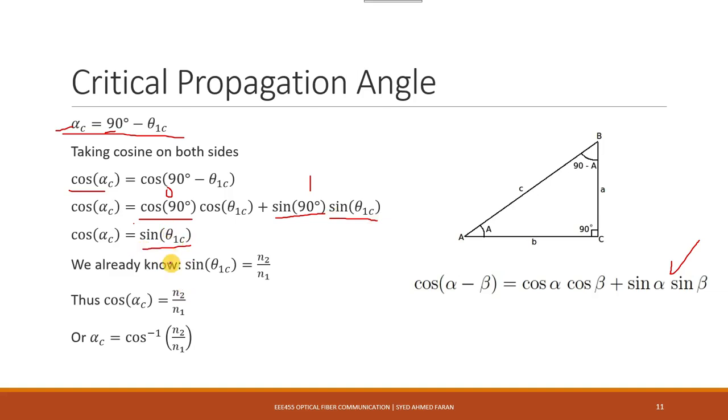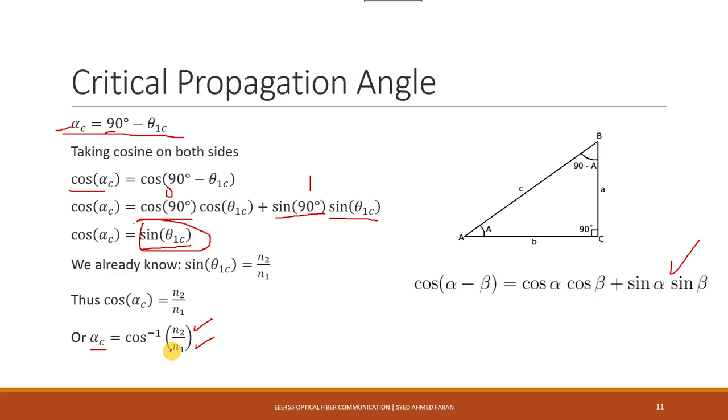Okay, so we have already found this value using Snell's law for critical incident angle, and that value was equal to n2 over n1. So this means cos alpha c is equal to n2 over n1, or the critical propagation angle is equal to cos inverse n2 over n1. So this is the formula that you can use to directly find the critical propagation angle using the values of the second refractive index and the first refractive index.